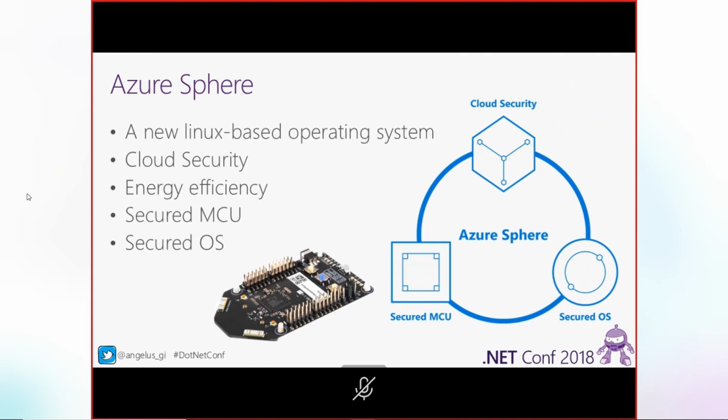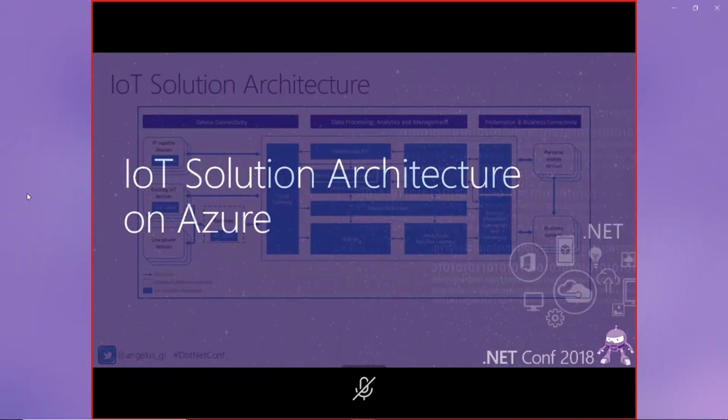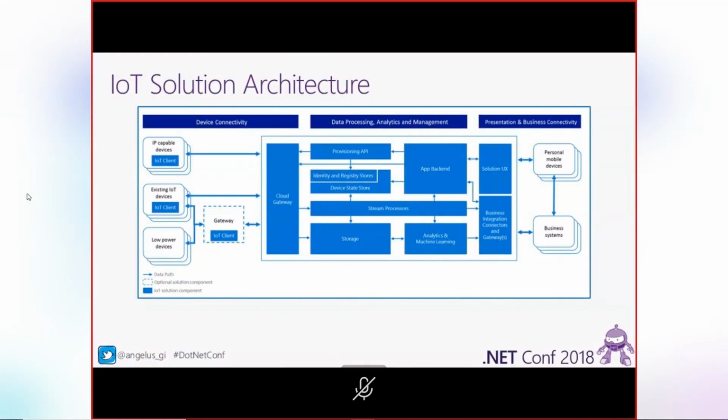Let's talk about the second part of this session, which is focused on how to build an IoT solution on Azure. We have to think of an IoT solution in three fundamental parts. The first one is about device connectivity. We have our board, our device, our sensor, or whatever you want, and we need to connect it in a secure way to the cloud.